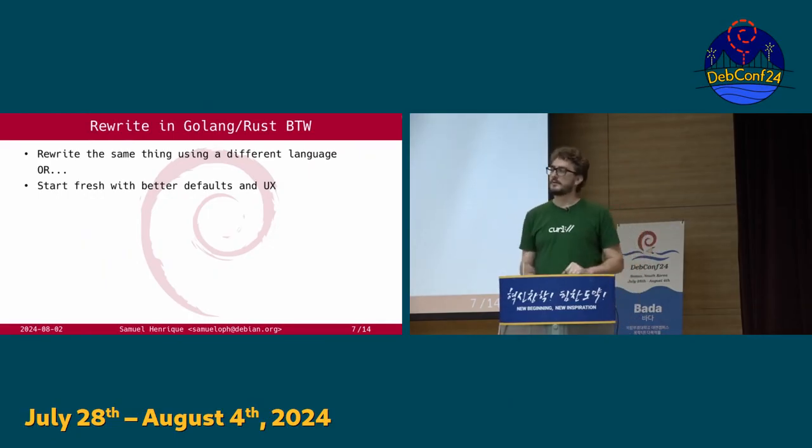But then you have two options, right? You can just rewrite the same thing with the exact same behavior, which some projects are doing. I believe uutils is the project doing that for coreutils in Rust, by the way. And alternatively, you start from scratch and you define better defaults. And that's the type of tools I'm going to focus on.